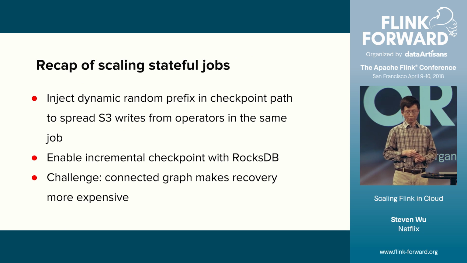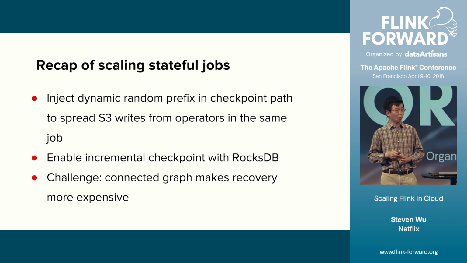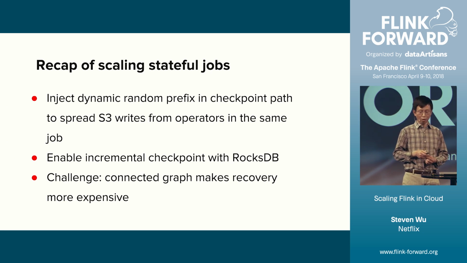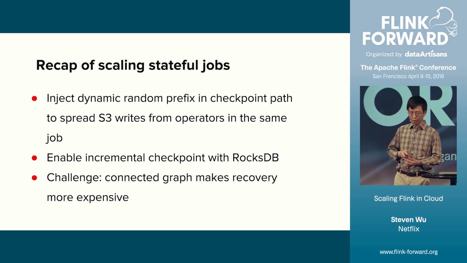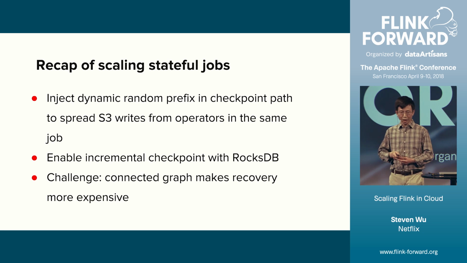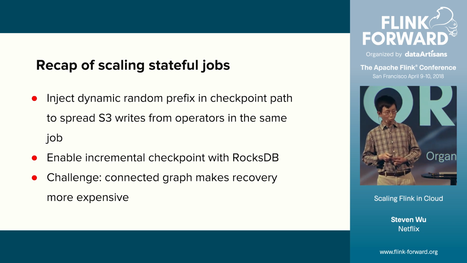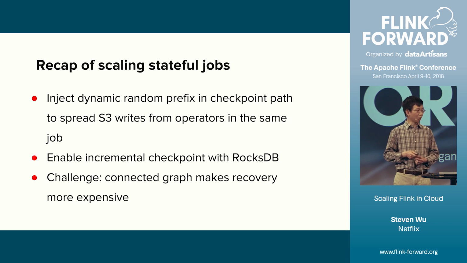Let's recap what we talked about for scaling large state jobs. We changed the Flink state backend to inject a dynamic prefix into the checkpoint path so that each operator in the same large state job has its own random prefix in the checkpoint path. That helps us scale the S3 writes from the Flink job. Second, we enable incremental checkpoints with RocksDB. That helps reduce checkpoint duration and size. Third, the connected job graph makes job recovery more expensive in Flink, but help is coming soon, like task local recovery, that we're super excited about.